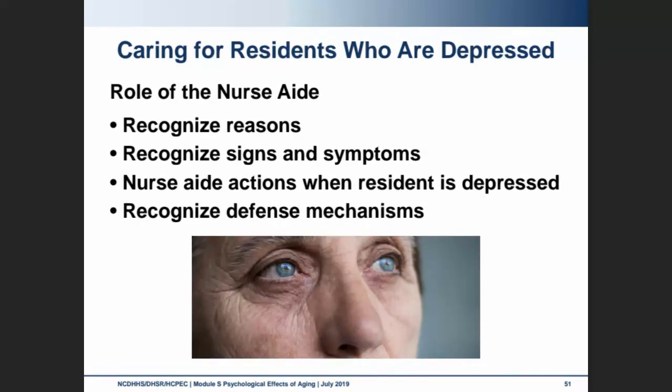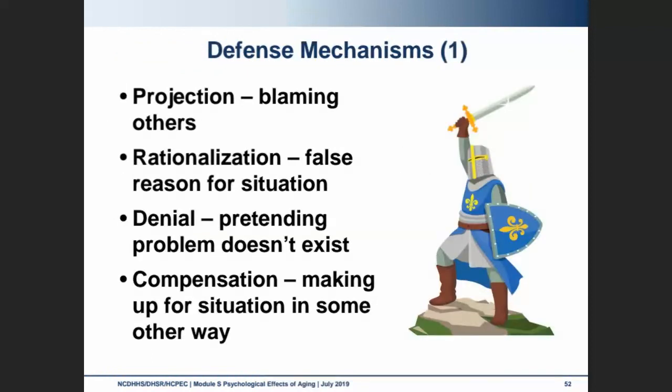Recognize that there are defense mechanisms. When someone's depressed, they may have certain defense mechanisms, which are behaviors that they're not even aware they're doing. So it's unconscious behaviors that they may display. We're going to talk about a few of these.